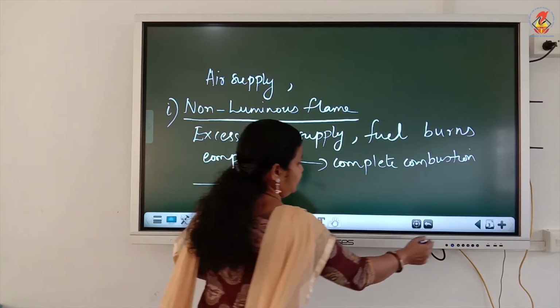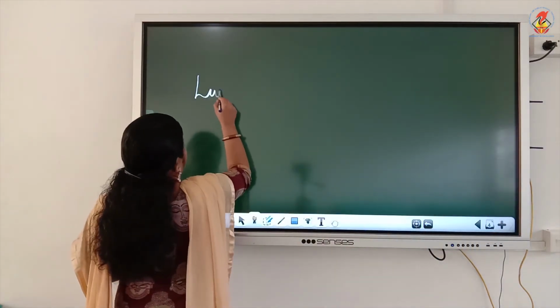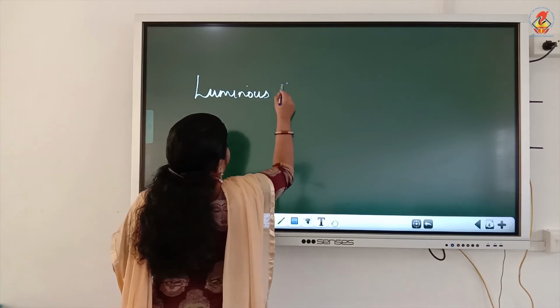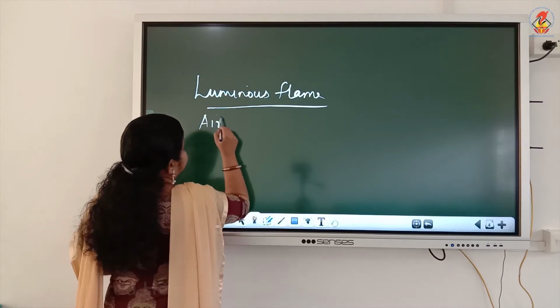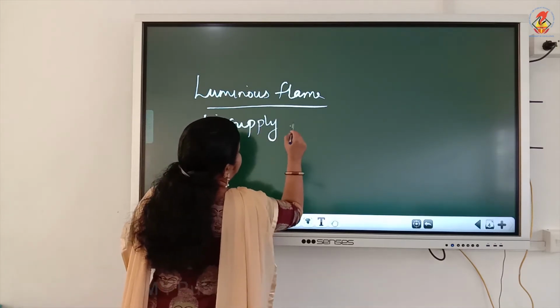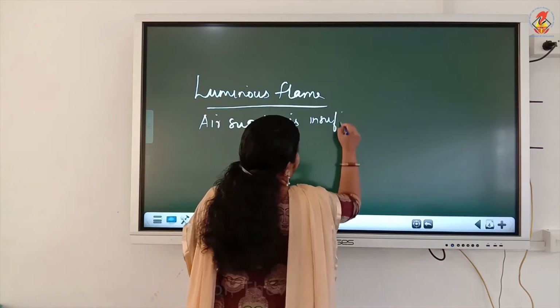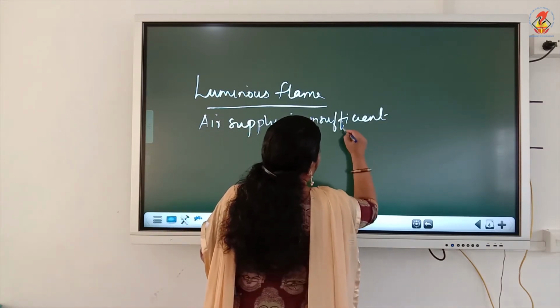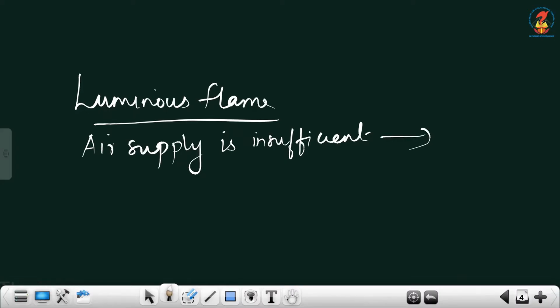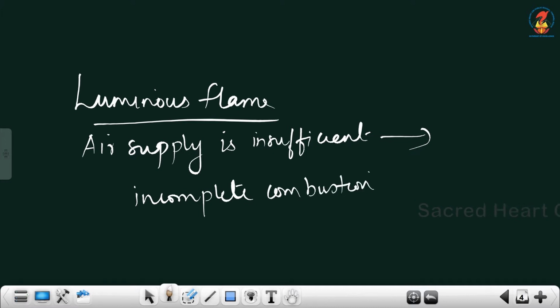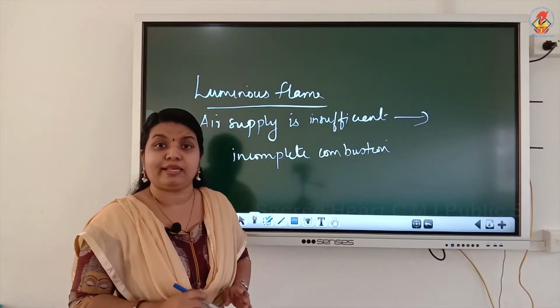Okay, the second type is luminous flame. Here the oxygen or air supply is insufficient. There is not enough oxygen supply. Then the combustion will be incomplete. There is no sufficient oxygen for the fuel particles to burn completely. We call it incomplete combustion.